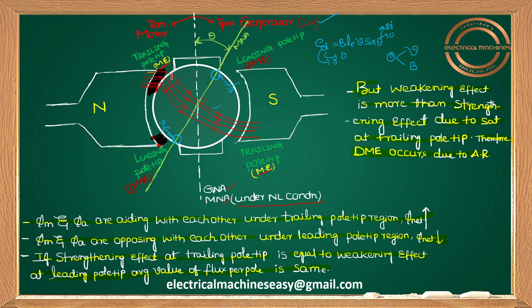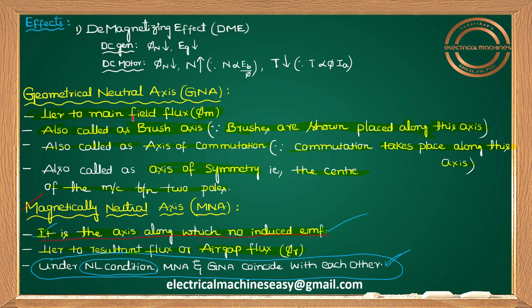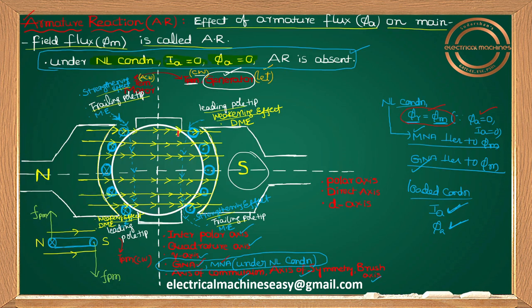If you observe clearly, initially if there is no armature flux, if only phi m is there, the direction of phi m is from left to right, so it is uniformly distributed. Example, if there is no phi a, how much flux is there in this region? The same amount of flux in this region also, everywhere the same, no?